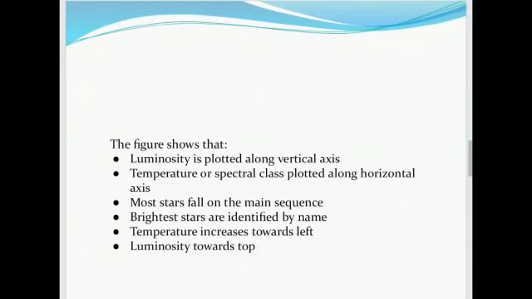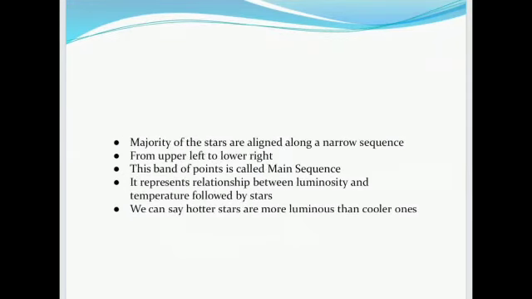Actually, we have 7 types of stars. They are named as O, B, A, F, G, K and M. So, brightest stars can be identified by their names. And here, temperature increases towards left, whereas luminosity increases towards top. Coming to next slide, here majority of the stars are along the narrow sequence.